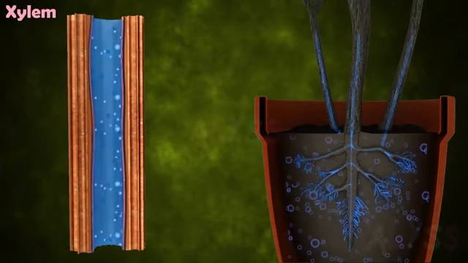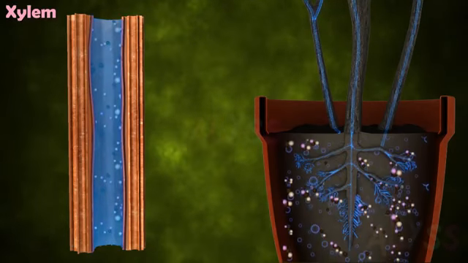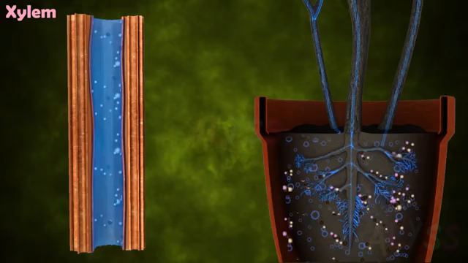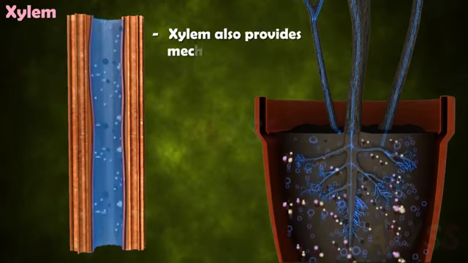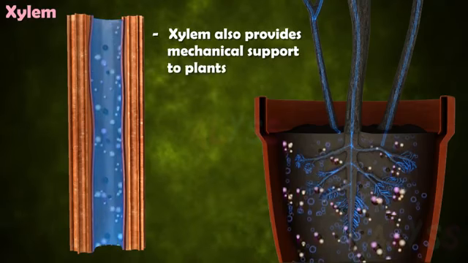Xylem's main function is to distribute water and minerals from roots upward to the parts of plants. Other than this, xylem also provides mechanical support to plants.